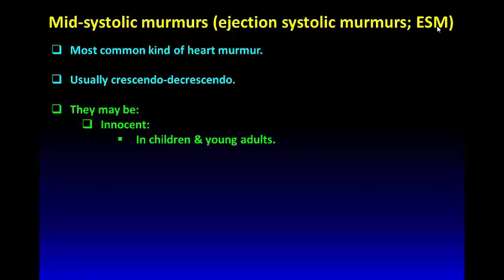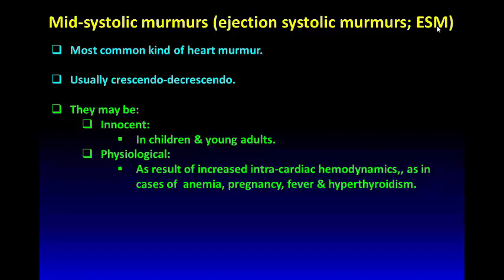The mid-systolic, the ejection systolic murmurs can be innocent in children and young adults, physiological as a result of increased intracardiac hemodynamics, as in cases of anemia, pregnancy, fever, and hyperthyroidism, where there is hyperdynamic circulatory state resulting in increased intracardiac hemodynamics with increased blood flow through normal valves.